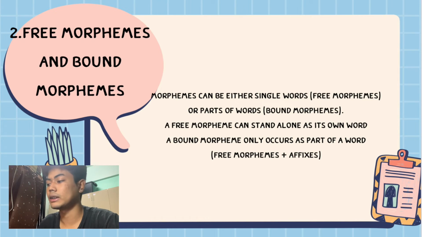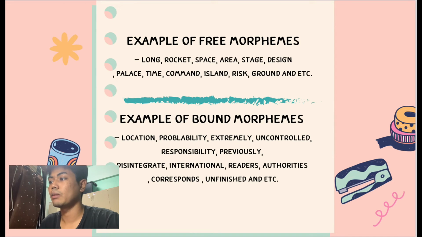Free morpheme plus affix. Examples of free morphemes: long, rocket, space, area, state, design, palace, time, command, islands, risk, ground, and so on. Examples of bound morphemes: location, probabilities, extremely, uncontrolled, responsibilities, previously.